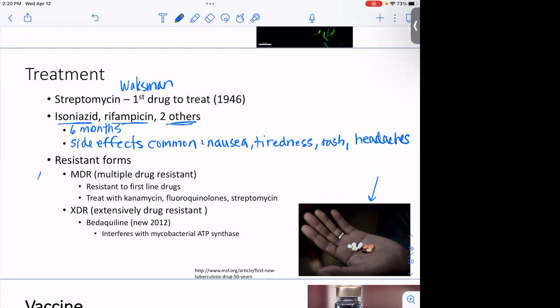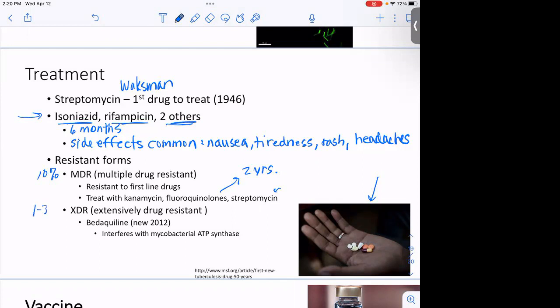About 10% of the new TB cases that are diagnosed are multiple drug resistant. So these first line drugs don't work anymore, and they will find other drugs. Sometimes they'll try streptomycin again to see if that works. And usually they have to be on these drugs for 2 years. And it's 20 plus pills a day. Again, side effects associated with that.